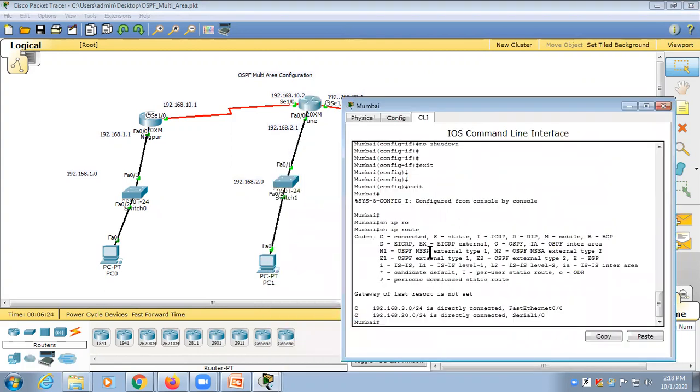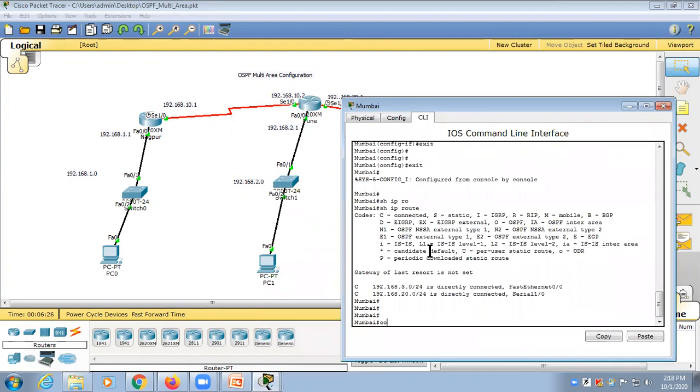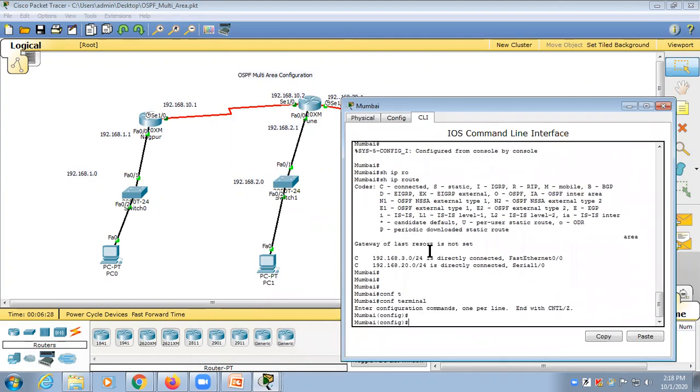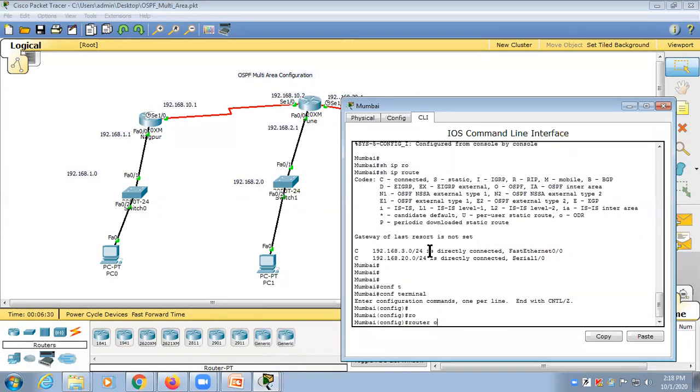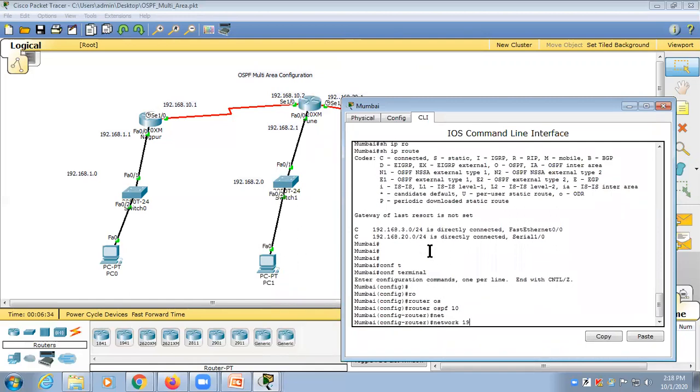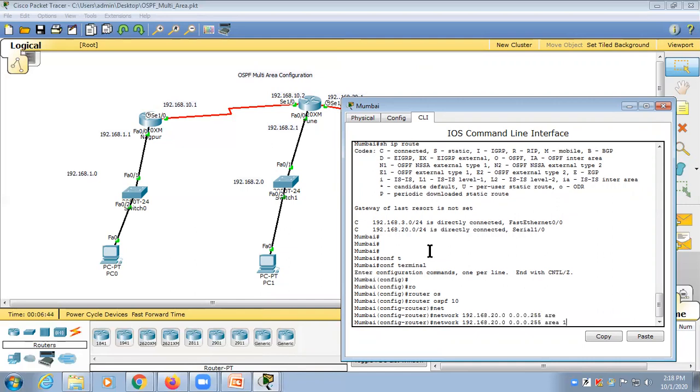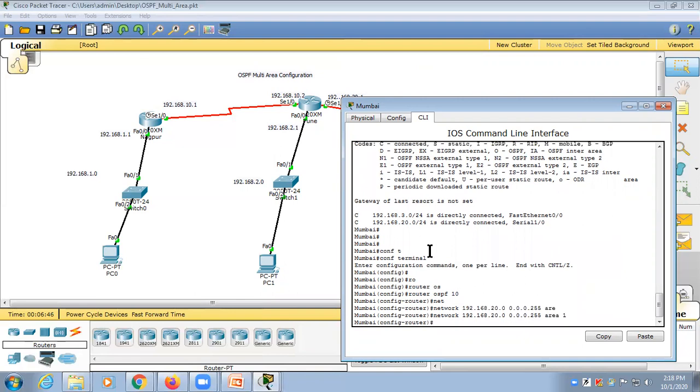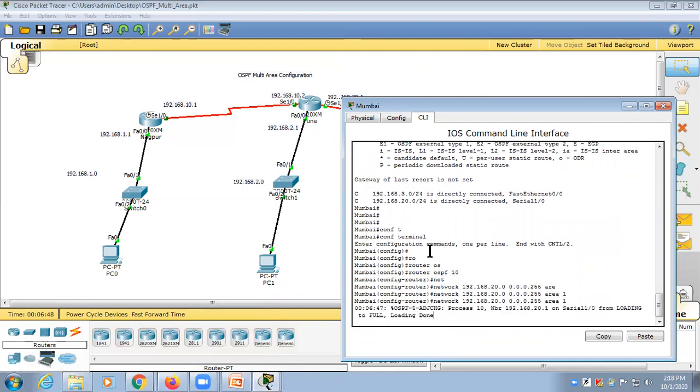Now go to the Mumbai router, go to configuration terminal, and type router ospf, then process ID 10. Then type the network 192.168.20.0, guys, then the wildcard mask 0.0.0.255. Then the area will be 1. Then my last network is there, and this is showing the full state. It means everything is done, the adjacencies are done.